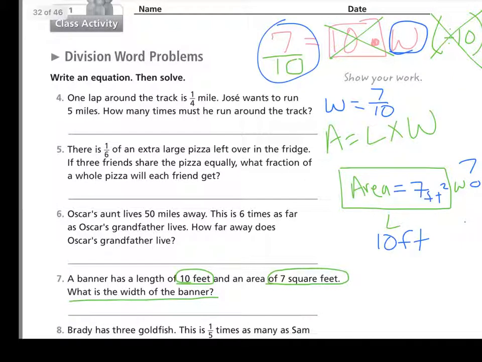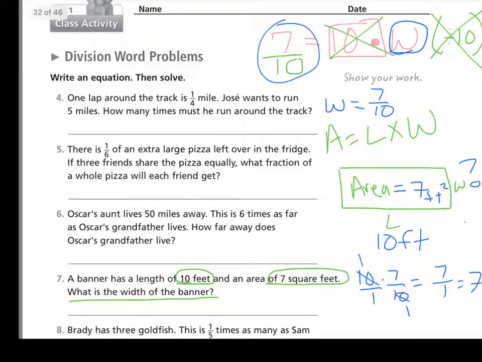Now let's check this problem and see if we're correct. If the width is 7/10 and the length is 10 feet and the area is 7, then 10 times 7/10 should equal 7. So let's do that problem. 10 times 7/10. We could cancel out our 10s, they become 1 and 1, and then we end up with 7 over 1, which equals 7. So we know that we are correct.